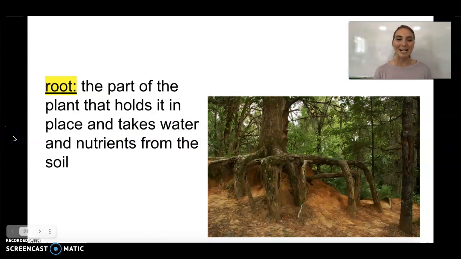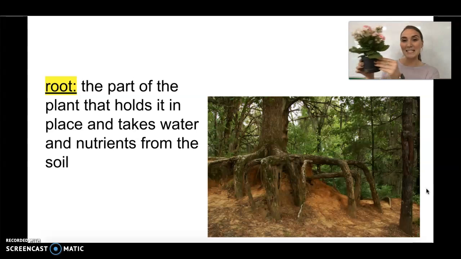The first part we are looking at today are the roots. The roots are the parts of the plant that hold it in place. It takes water and nutrients from the soil. In this picture, you can see very large roots on this tree. This tree needs large roots because it is a large tree. A plant like this will not need as big of roots, but the roots hold it into the soil and soak up all of those nutrients and even water.